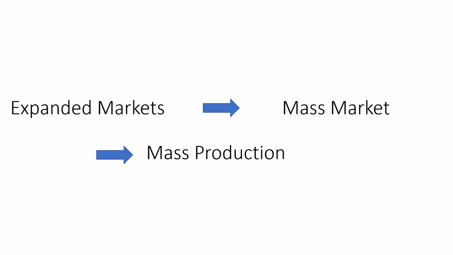So with the expansion of markets through the expansion of railroads, demand was much greater, which created the need for greater supply. Assembly lines and factories became the means of production for the mass market.